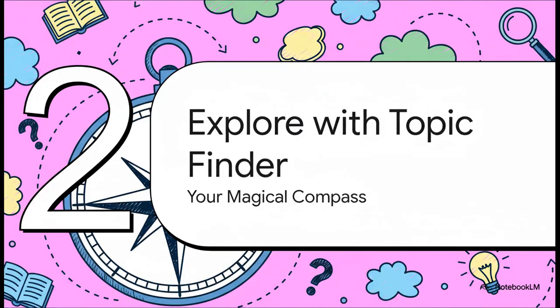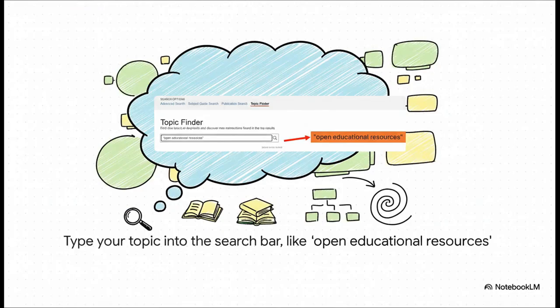Okay, so what if you have a broad topic, but you have no idea where to even start? This is where the magic happens. We're going to check out the Topic Finder. Seriously, it's like a compass that doesn't just point north. It shows you all the cool, interesting paths you could take with your research. So let's give this thing a spin. We'll start by typing in a pretty broad topic. Let's say open educational resources.